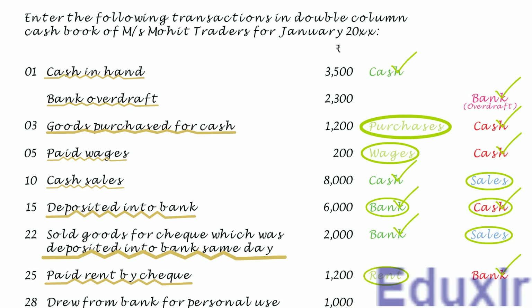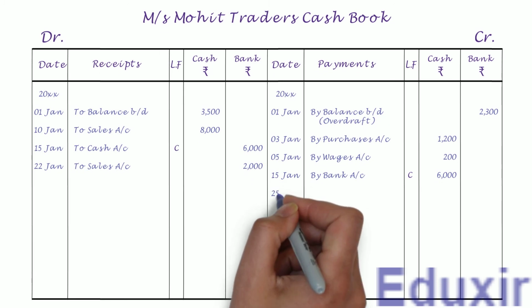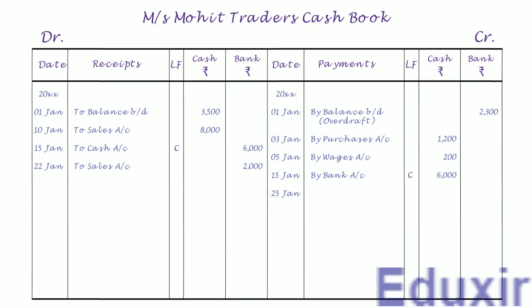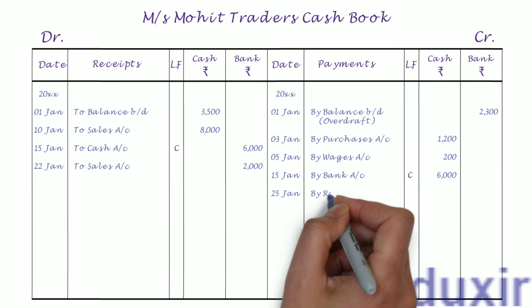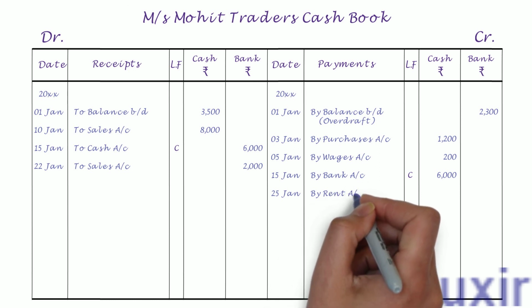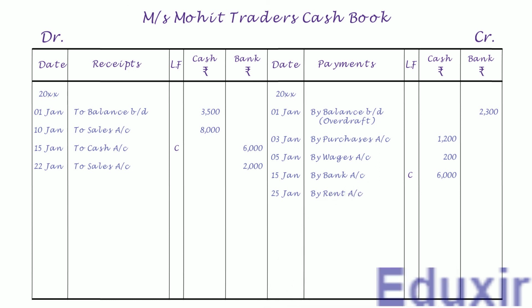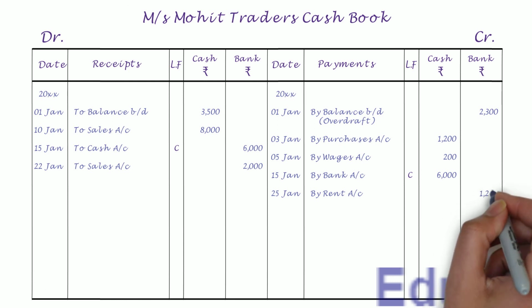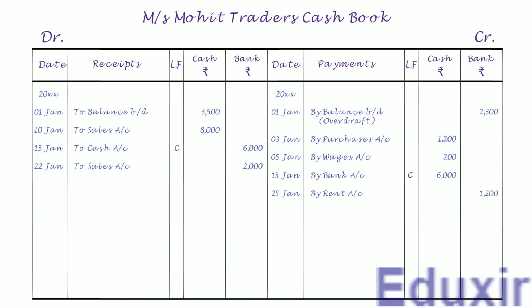With this analysis at our disposal, let us proceed with the posting to the credit or payment side of the cash book. Let us first record the date. Let us then record the rent account into the payments column of the cash book. Let us then record the credit amount of 1,200 rupees in the bank amount column. With that, we have completed the posting of this transaction into the cash book. Let us now take up the next transaction.